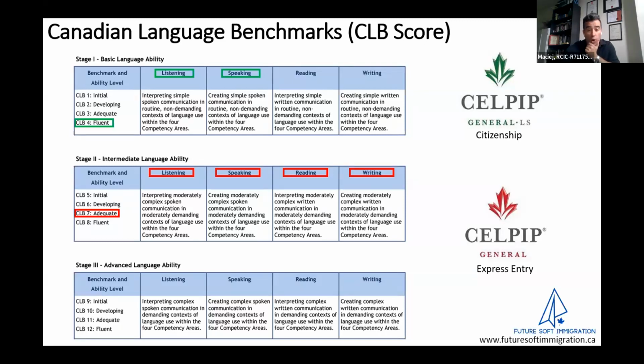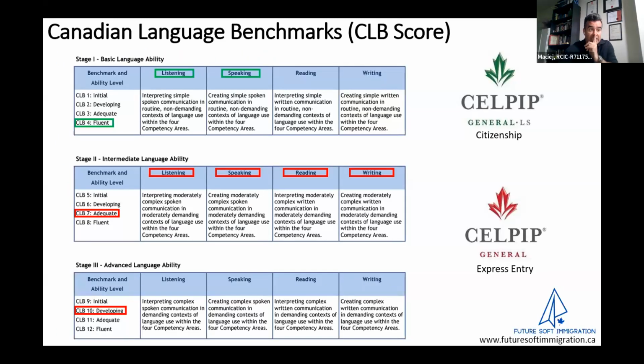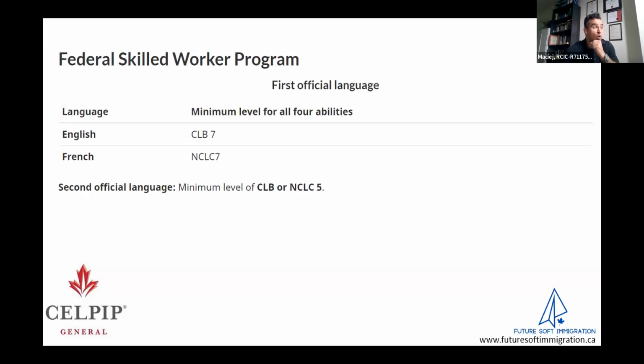And again, also important to remember, the minimum for most express entry is band 7, but the maximum that you can get is 10. So even if you score CELPIP 11 in all these components, it will not matter very much. But it's very important to also distinguish for express entry, because under express entry, there are three major components. The first one is federal skilled worker. The minimum CLB score for federal skilled worker is CLB 7 or CELPIP 7. We're going to talk about what these two mean.